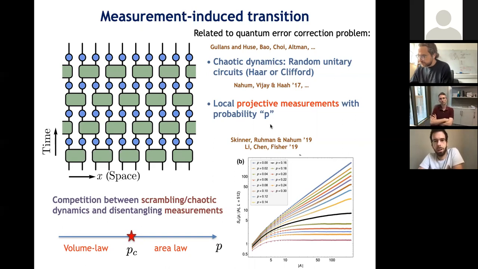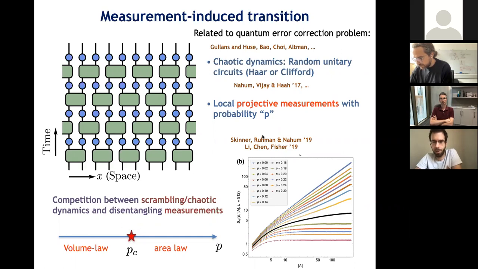So the idea is that if P is 0, it's just unitary dynamics, a random circuit. Entanglement grows very fast. For now, I'm going to talk mostly about entanglement, but I'll switch observables halfway, like in a few slides. So if you don't like entanglement, it's okay. I'll switch eventually. But for now, let me focus on entanglement.